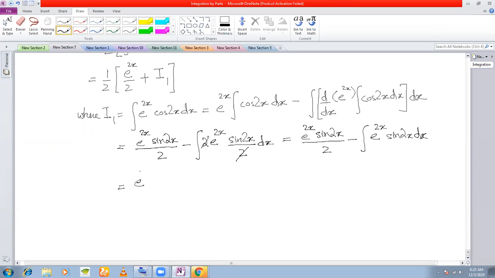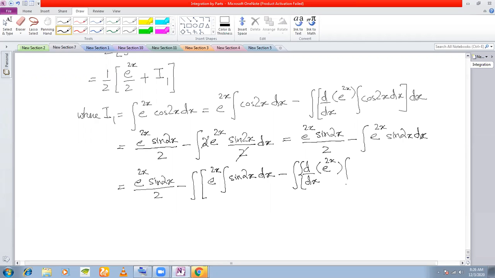So this is e to the power of 2x sin 2x by 2 minus integral, e to the power of 2x times the integral of sin 2x dx, minus the integral of the derivative of e to the power of 2x into the integral of sin 2x dx, and the whole thing integrated with respect to x, and close your brackets.